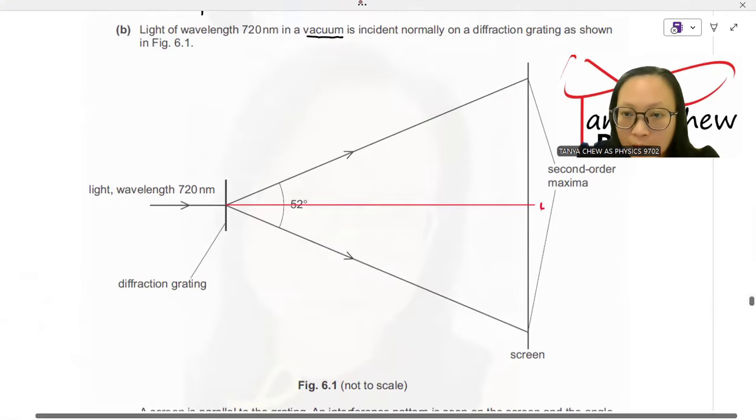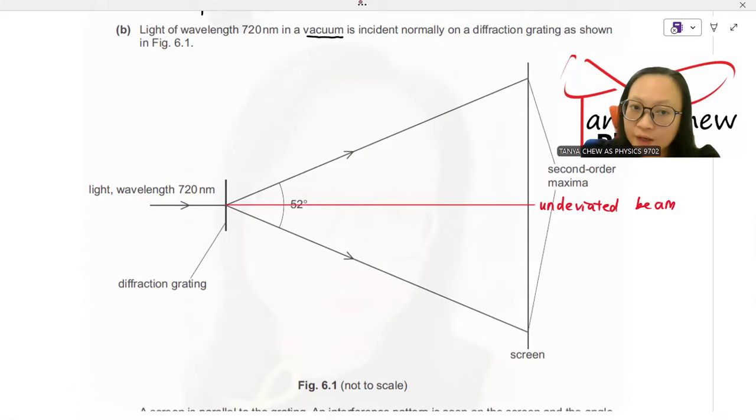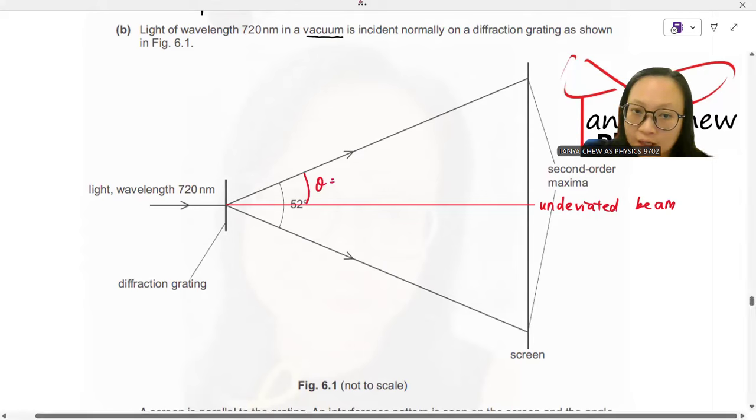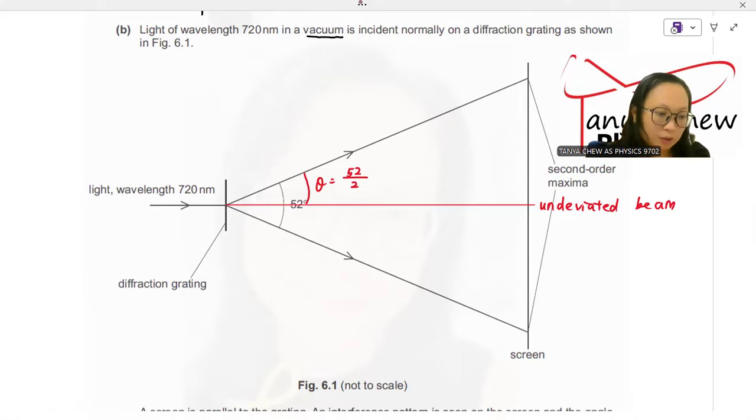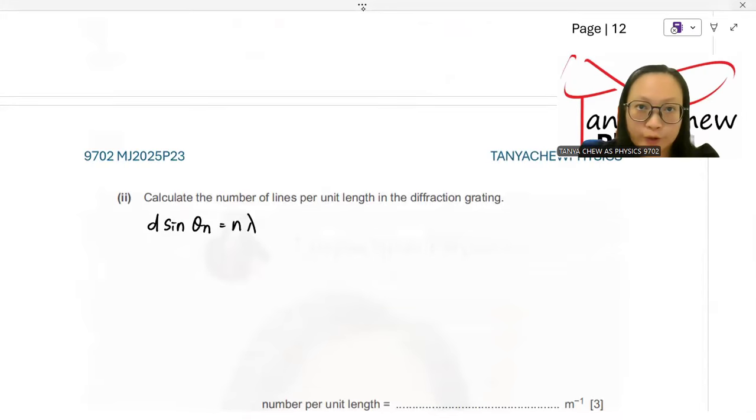This is called undeviated beam. Undeviated beam is the brightest beam. So your theta, can you see that? This is called your theta. Theta has to be equal to 52 divided by 2, which is 26 degrees. And after that, you can safely use this equation.